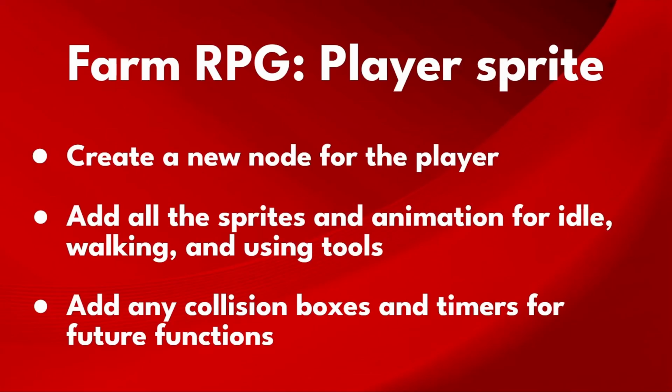All right, in this section, we're going to go ahead and create the player's sprite. We're going to start off creating a new node for the player. Then we're going to go ahead and add all the sprites and animations for idle, walking, and using tools. Last but not least, we're going to add any collision boxes and timers for future functions. Let's go ahead and jump right in.